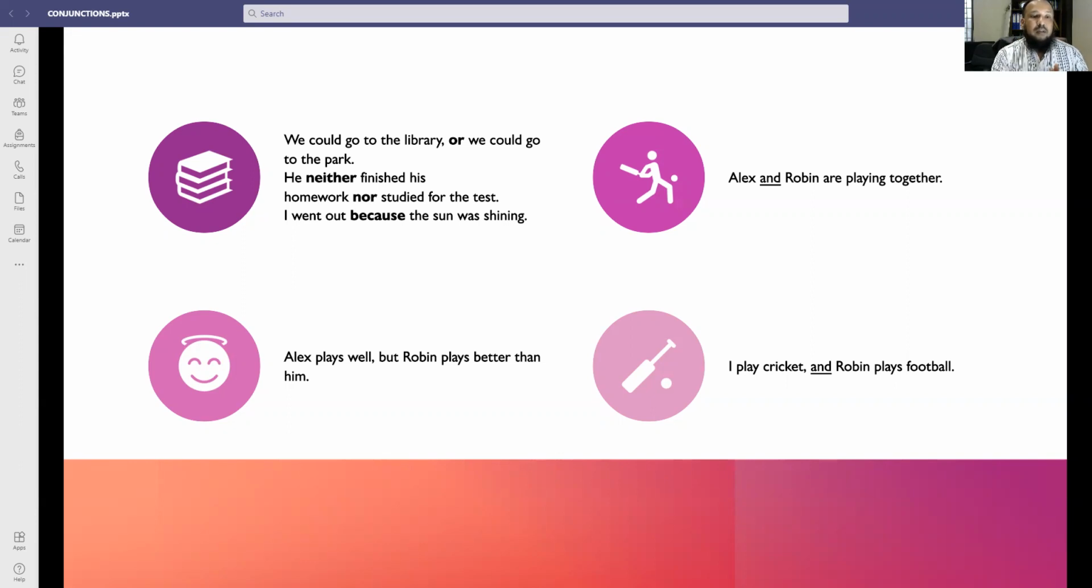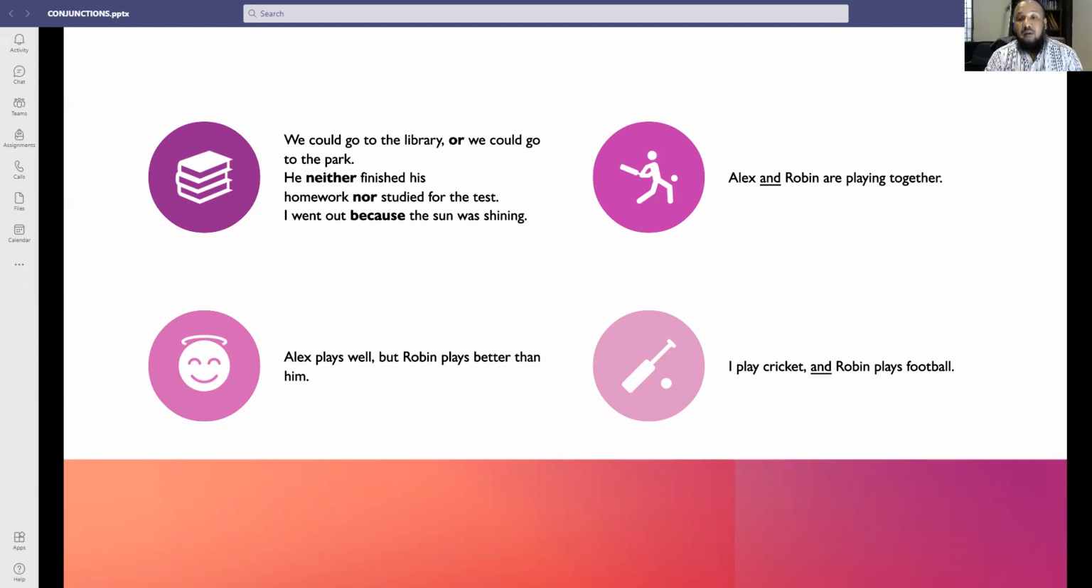हम library जा सकते हैं या हम लोग पार्क जा सकते हैं. So or over here performs the function of conjunction. He neither finished his homework nor studied for the test. ना उसने homework complete किया और ना इसने टेस्ट के लिए पढ़ा. So neither and nor both are termed as conjunction. I went out because the sun was shining. So because is a conjunction.